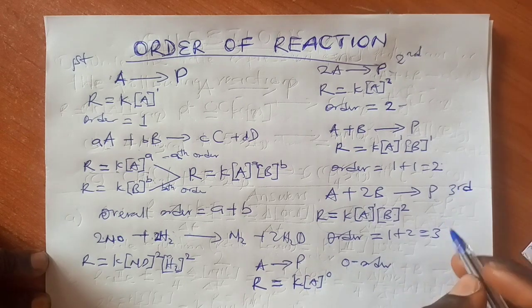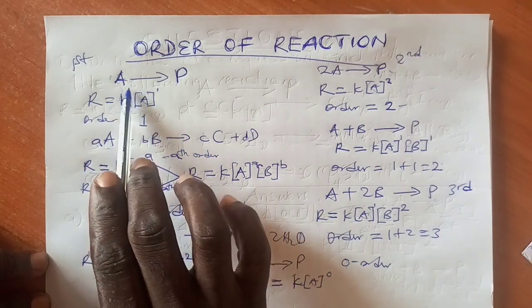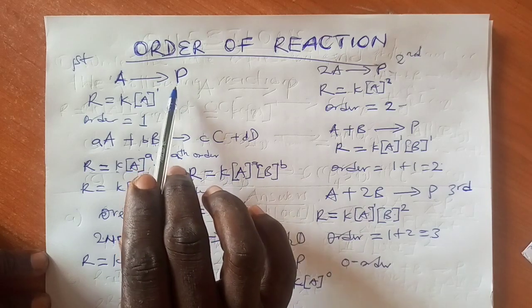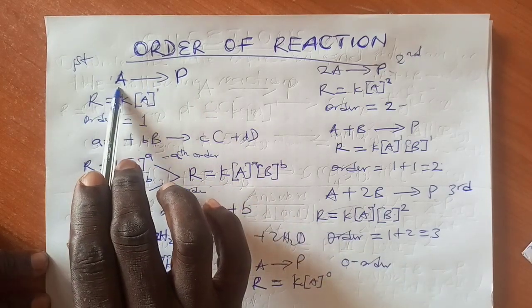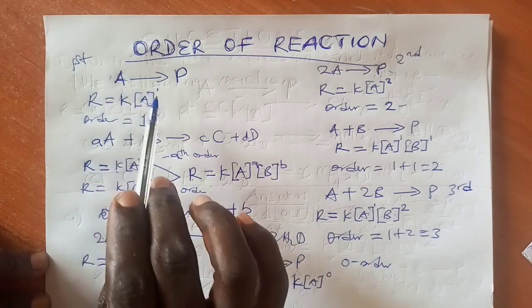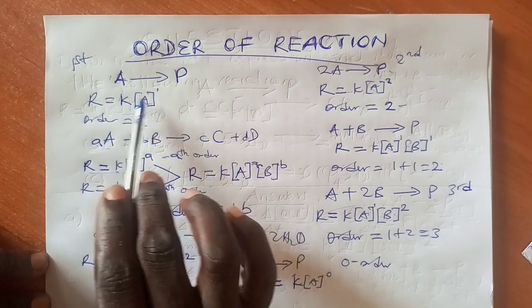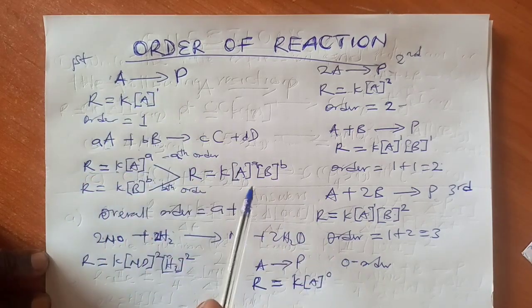Now you can see what I will deduce from here, that this is a first order reaction because the rate depends on only one concentration, or because the power to which the concentration is raised is 1. This is what?